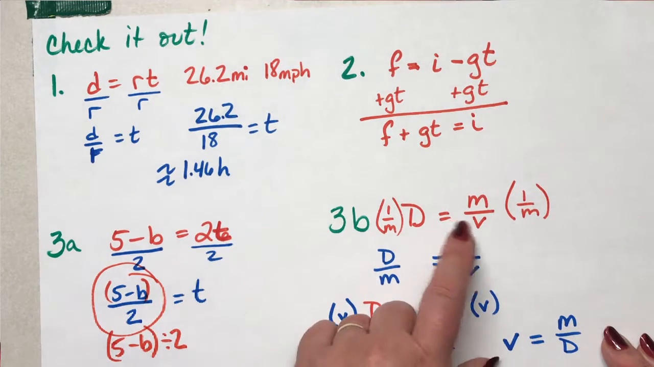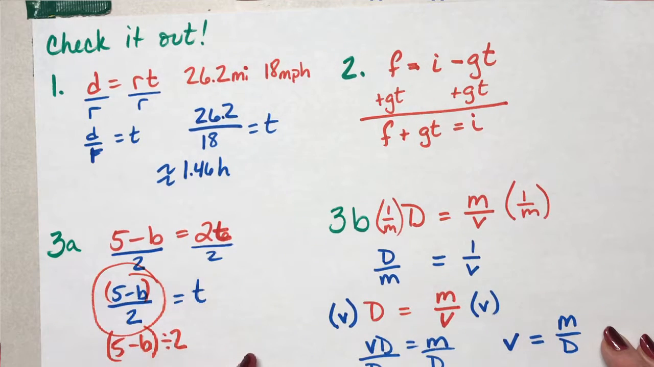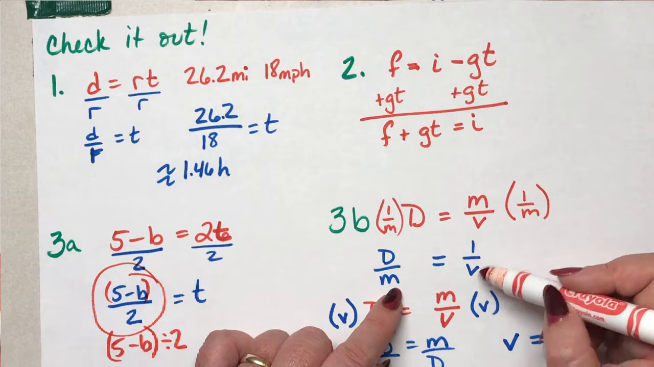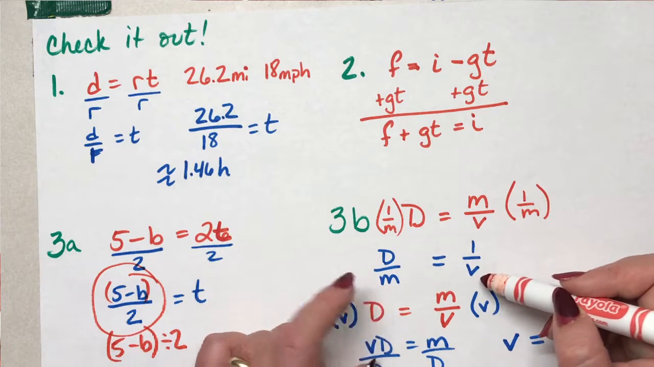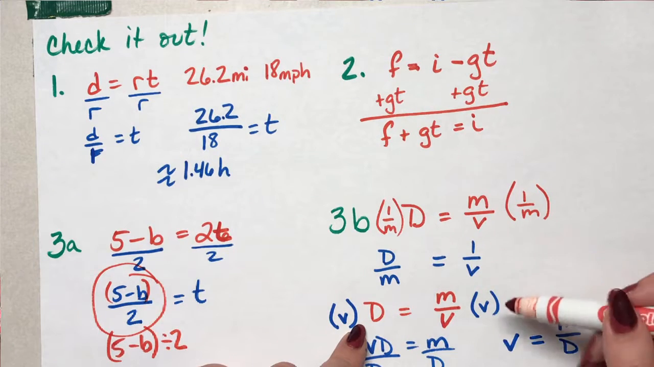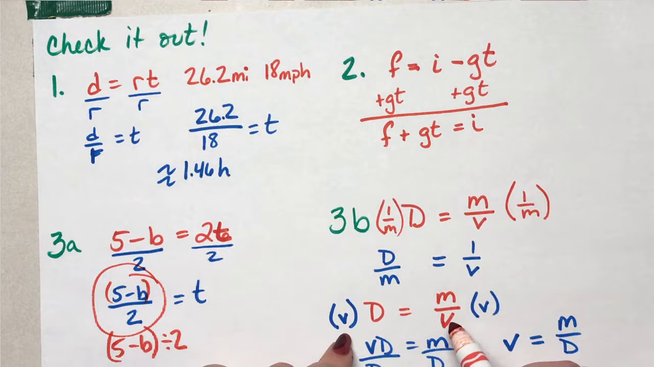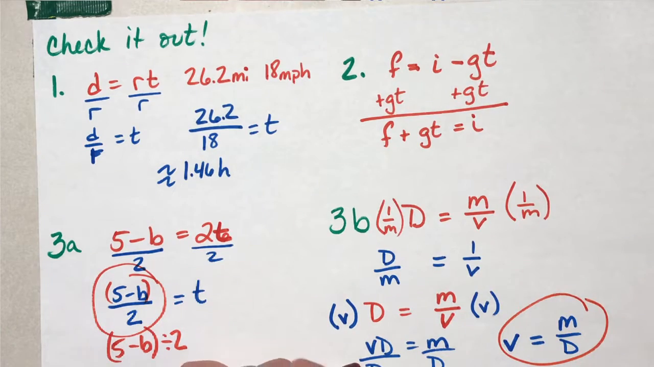3b has d equals m over v, and we want to solve for v. So I started by trying to get v by itself here, and I got rid of the m, so I have 1 over v equals d over m, and that didn't work for me. So I went back to do it the other way, 2 steps. I'm going to multiply each side by v to get v out of the denominator here. So I have vd equals m, and then I'm going to divide each side by d so that I can get v all by itself. And this is my answer.